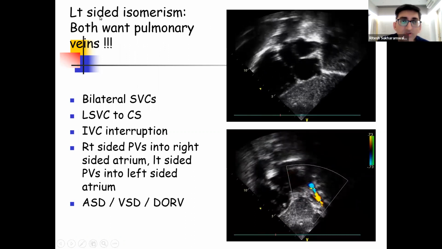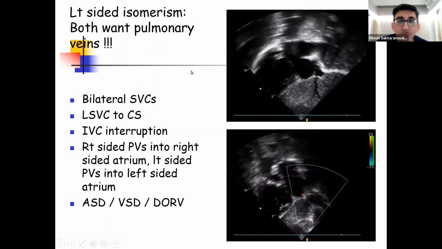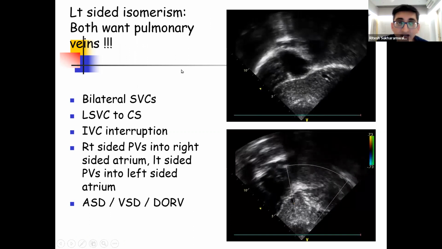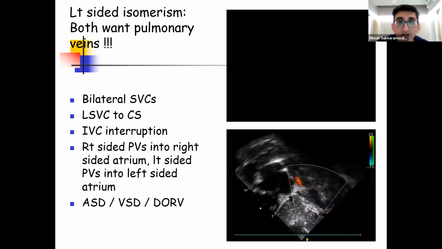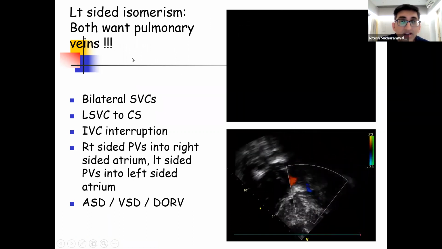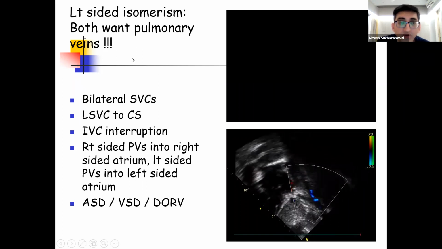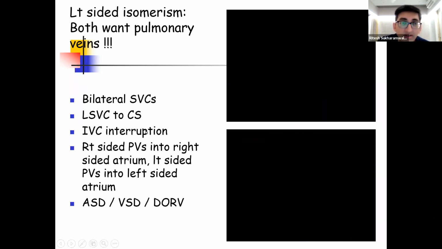In patients with left isomerism, both sides want to become like the left side. So nobody wants superior vena cava, nobody wants IVC, and both of them want pulmonary veins. So two veins will go onto the right-sided atrium, and two veins will go onto the left-sided atrium.